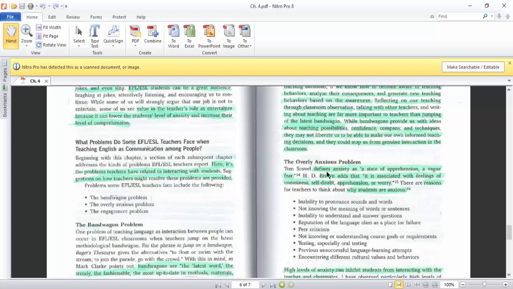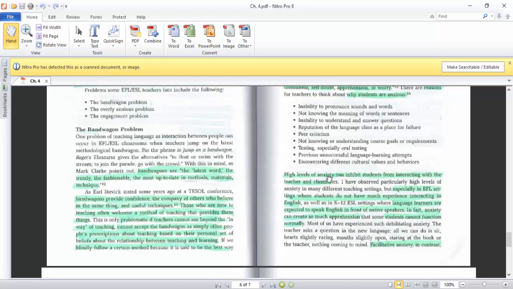Tom Scovel defined anxiety. What is the definition of anxiety? A state of apprehension, a vague fear. Brown adds that it is associated with feelings of uneasiness, self-doubt, apprehension, or worry. There are reasons for teachers to think about why students are anxious. So we have many reasons here. These are the reasons why teachers think that students are anxious.